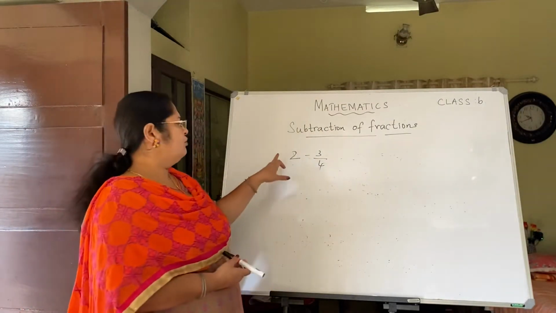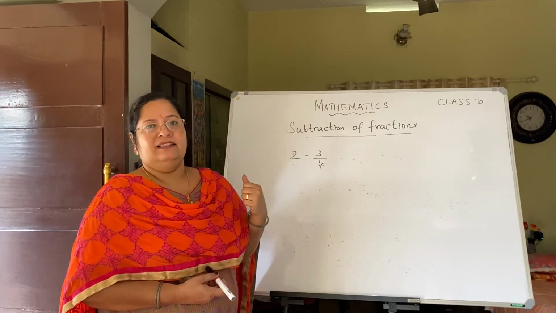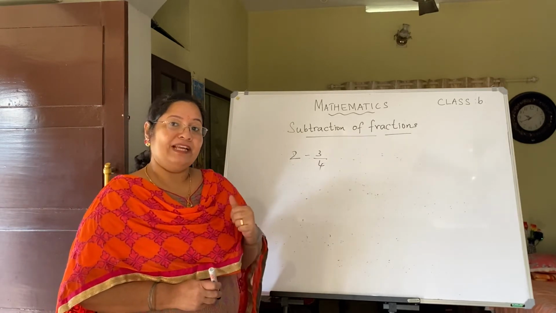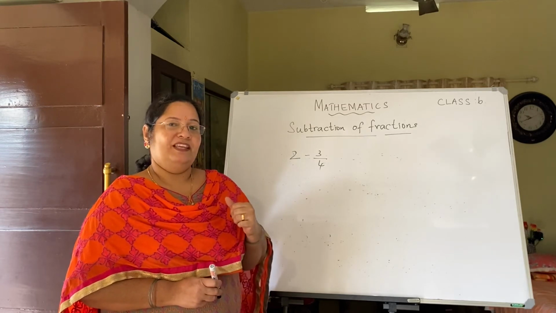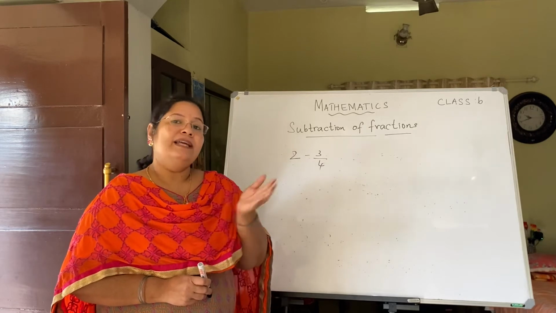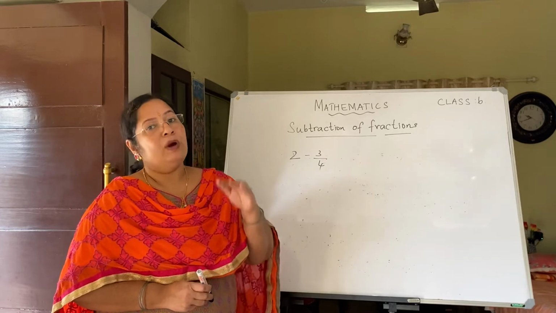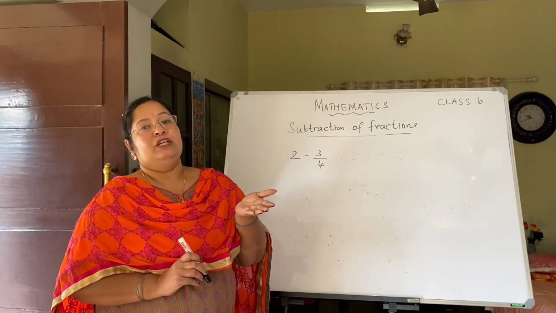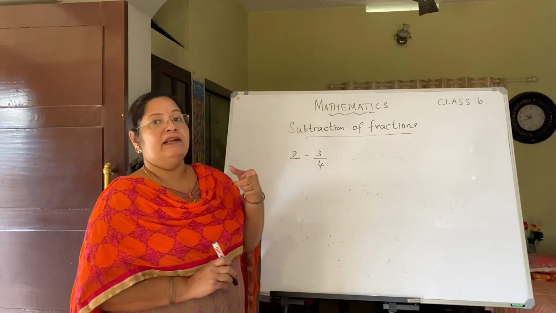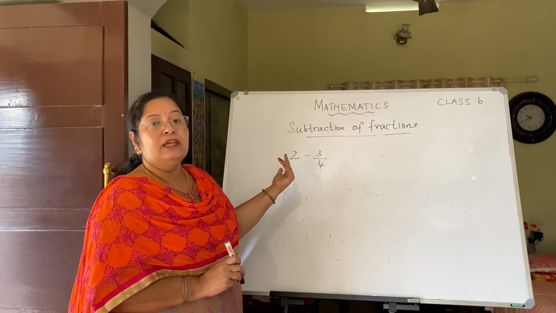So we may wonder, 2 is a whole number. Then how can we subtract it? Actually, the whole numbers can also be represented as fractions. How? By writing the denominator as 1. A fraction actually means what? It is a division. So when I say 1 by 4, it actually means 1 divided by 4. So this 2, which is now a whole number, can be written as a fraction such that there is no change in the value of the whole number.